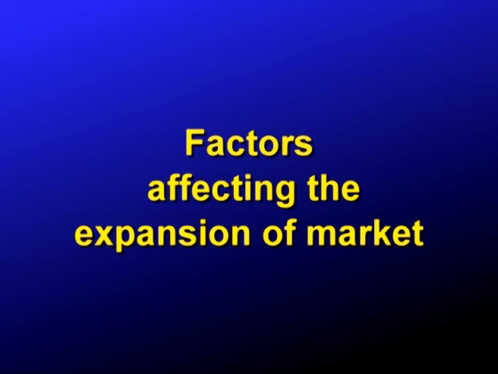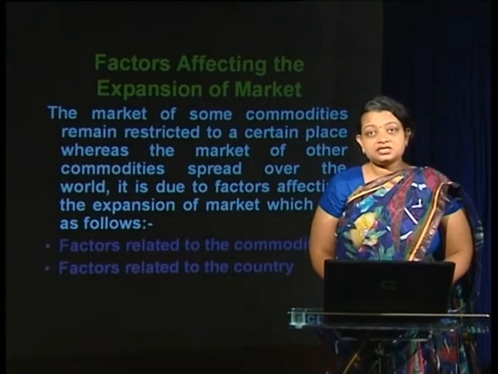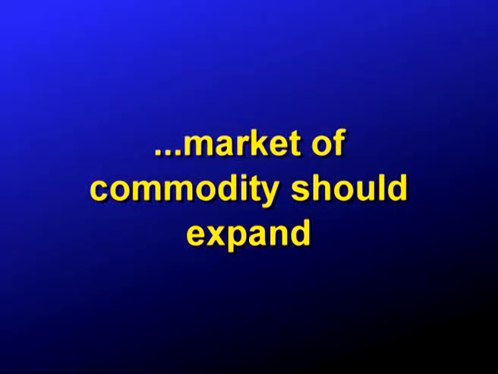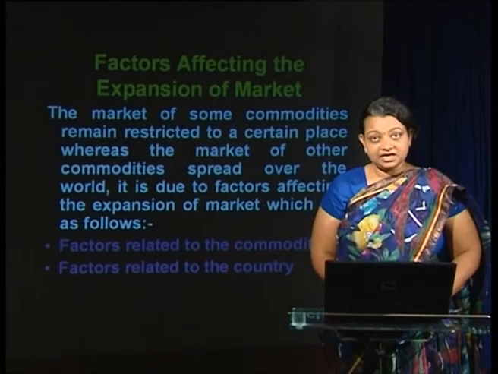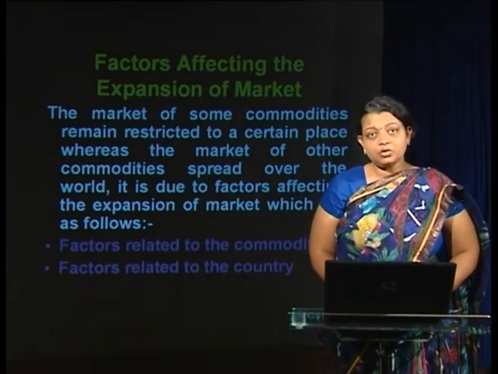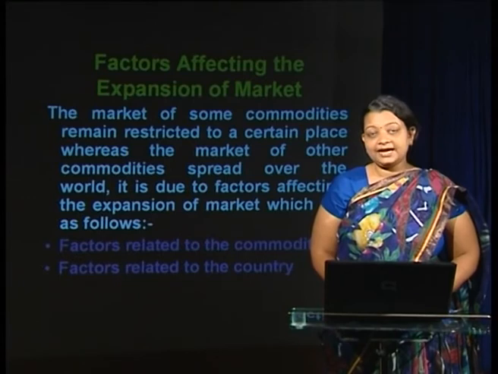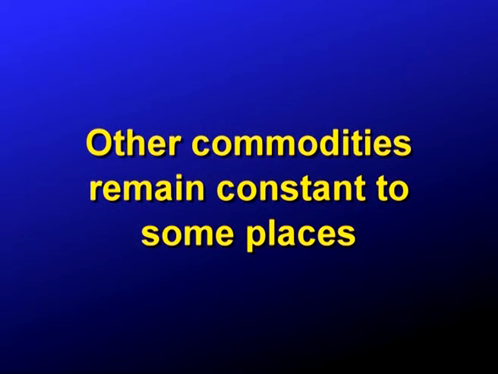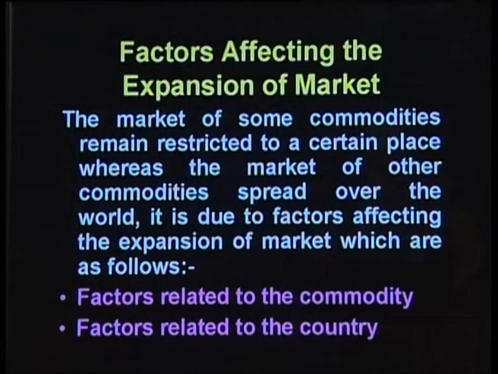Factors affecting the expansion of the market. It is very necessary that the market of a commodity should expand, but when we see in regular days, we find that some commodities extend their market. On the other hand, other commodities remain constant to some places. The market of some commodities remains restricted to a certain place, whereas the market of other commodities spreads over the world. It is due to the factors affecting the expansion of market, which are as follows: factors related to the commodity and factors related to the country.